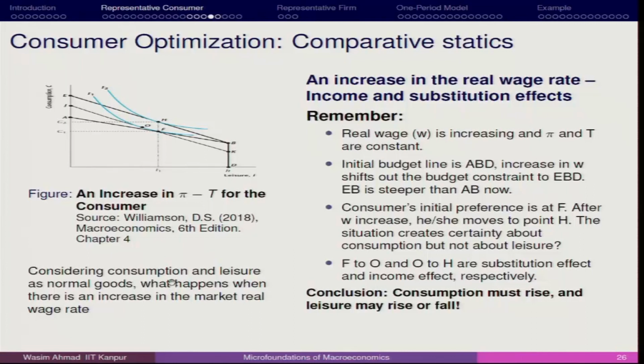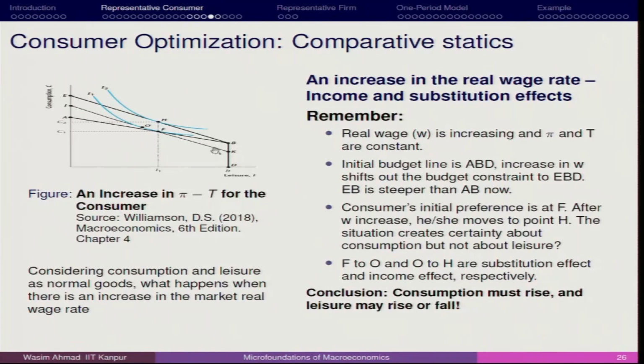So, here we consider consumption and leisure as normal goods. What happens when there is an increase in the wage rate? The original budget constraint is A, B, D. The consumer is at equilibrium at F, choosing C1 and L1. Now, when we see an increase in the wage rate, the budget line shifts upward, so the new budget constraint is E, B, D.